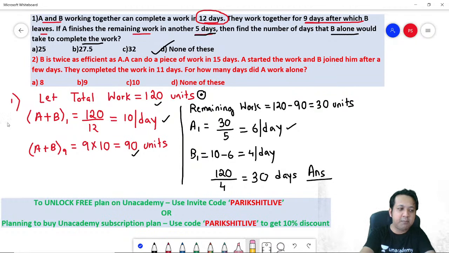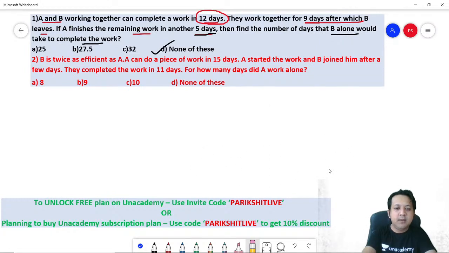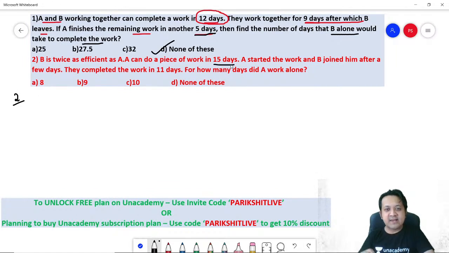Let's go to question number 2. Okay, please have a look at question number 2. B is twice as efficient as A. A can do a piece of work in 15 days. A started the work and B joined in after a few days. They completed the work in 11 days. For how many days did A work alone?